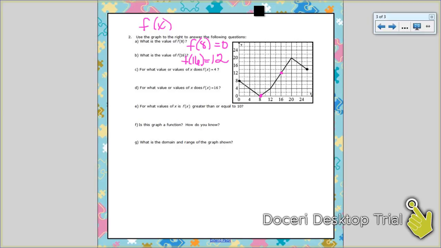Now C and D are backwards, because C now says for what value or values of x does f of x equal 4. So remember I told you that f of x is the same thing as y. They are saying y equals 4. So now what they're asking is, when y equals 4, what values of x are there? Well, when y equals 4, it meets the graph here and here. So it's twice, this point and this point. And so I have two values of x: 4 and 12. So x equals 4 and x equals 12.